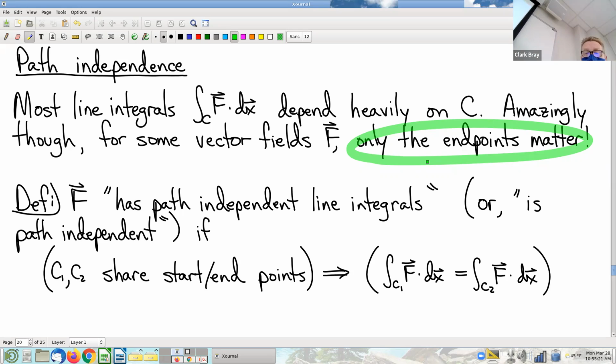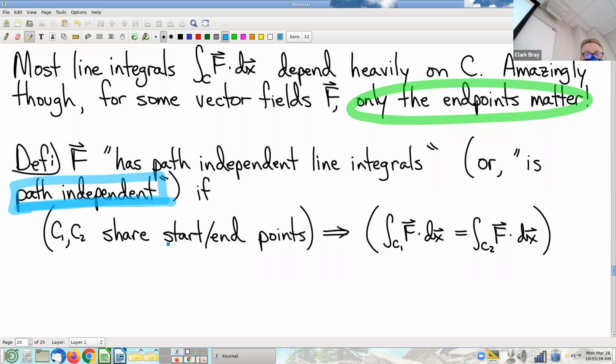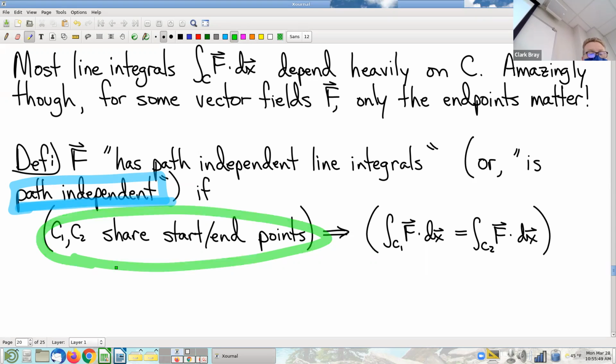So this is a feature called path independence. Our textbook likes to say "has path independent line integrals." I think that's more words than necessary. I just like to say path independent. It's a very standard term. And a vector field is path independent if whenever you have two curves that start and end at the same points, those line integrals are always equal.